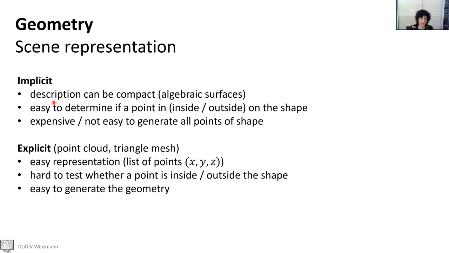In the implicit representation, the description can be very compact, just right for surfaces. And it's very easy to determine if a point is inside or outside the shape. You just have to plug it in and do the test. However, it's expensive, or not easy, to generate all the points of the shape. On the other hand, with explicit representation, we just have a list of x, y, z, so we can immediately generate the shape. However, it's hard to test whether a point is inside or outside the shape. We have to do some processing.